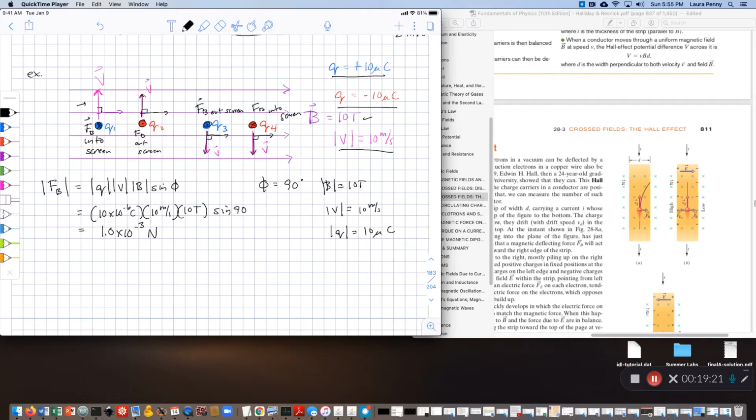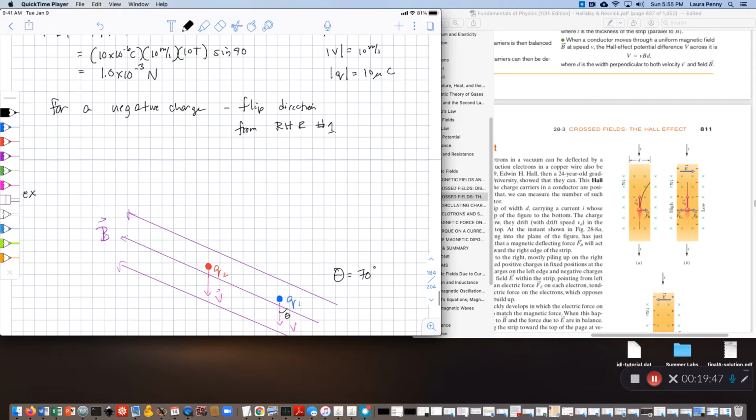So for a negative charge, you're going to flip the direction that you get from what I call right-hand rule number 1. Right-hand rule number 1 will tell you the direction for a positive charge. If it's a negative charge, you have to say it's going to go the exact opposite direction. Let's do a couple more.